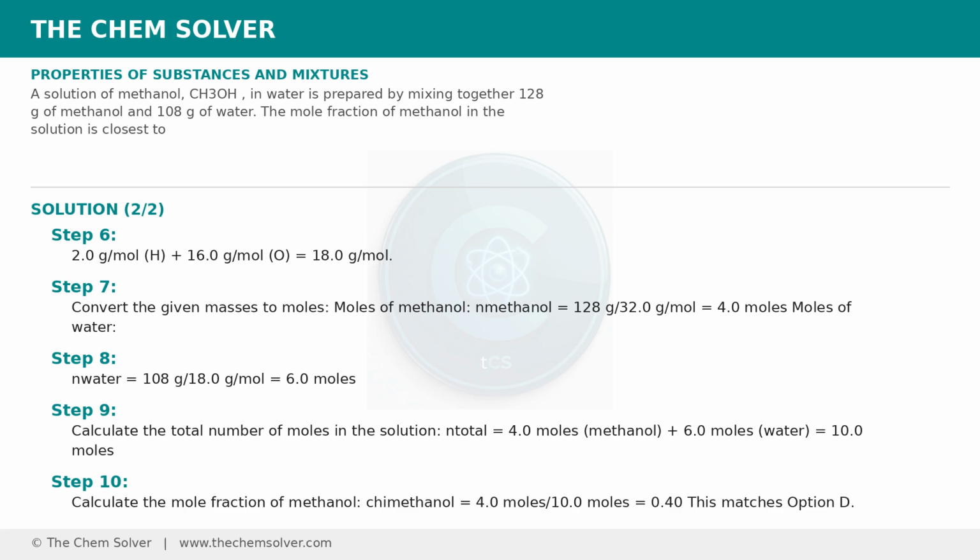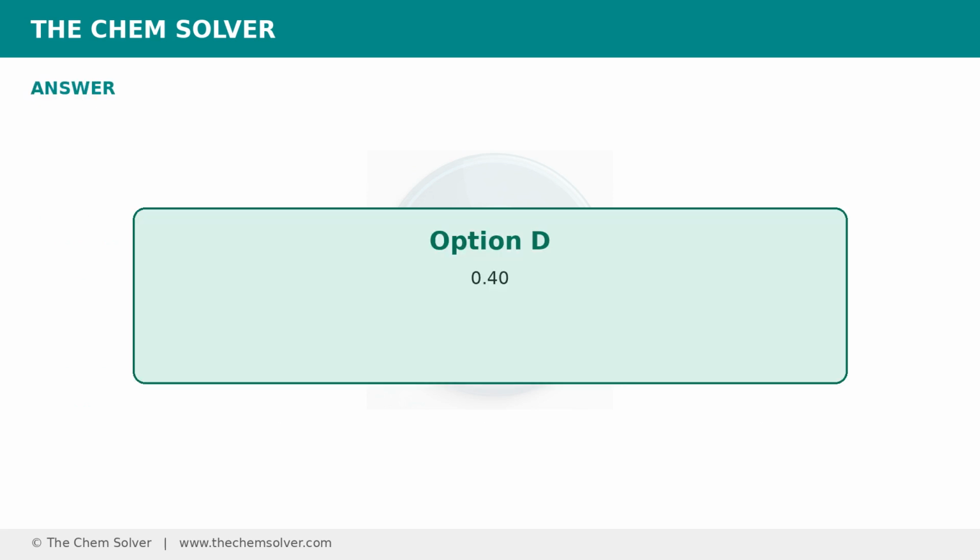Calculate the mole fraction of methanol. χ methanol equals 4.0 moles over 10.0 moles equals 0.40. This matches option D. The correct answer is option D, 0.40.